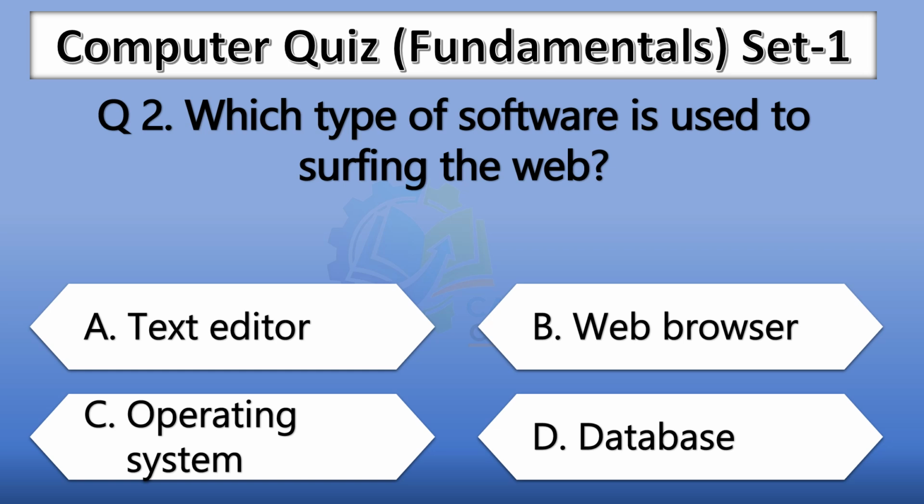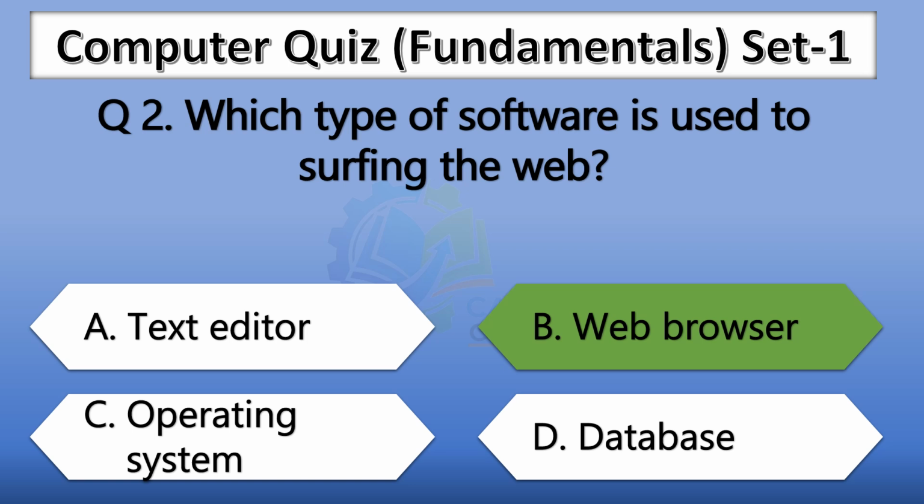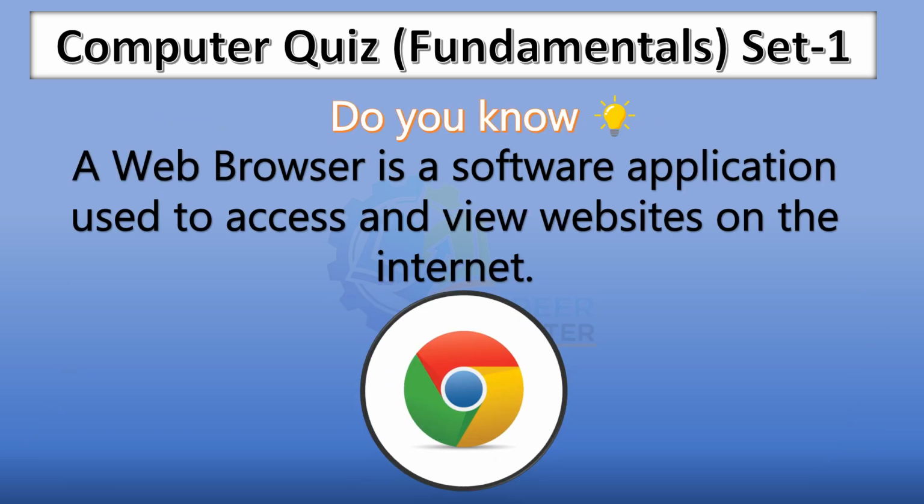Which type of software is used for surfing the web? The options are text editor, web browser, operating system or database. The correct option is web browser. Do you know, a web browser is a software application used to access and view websites on the internet.